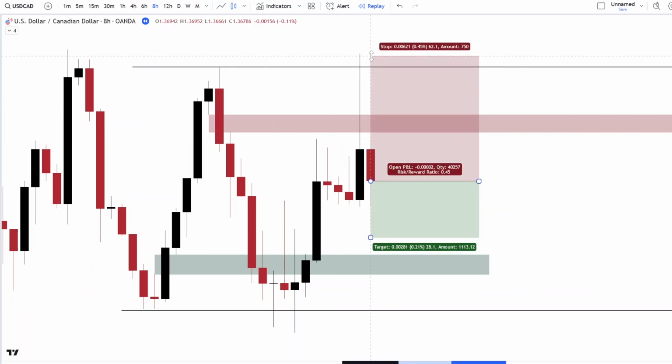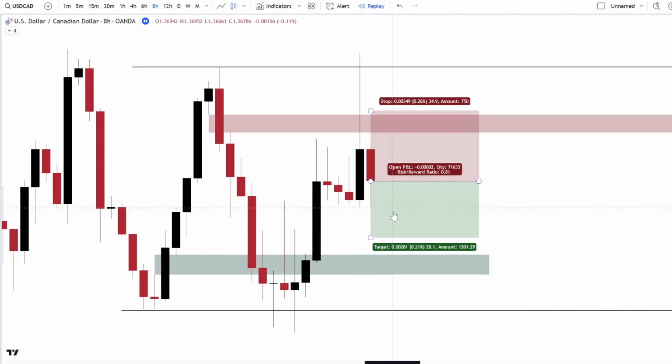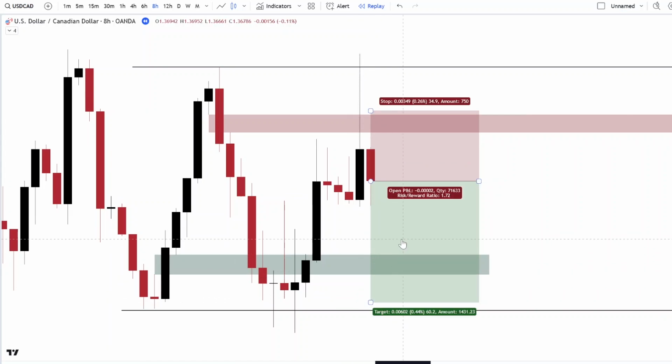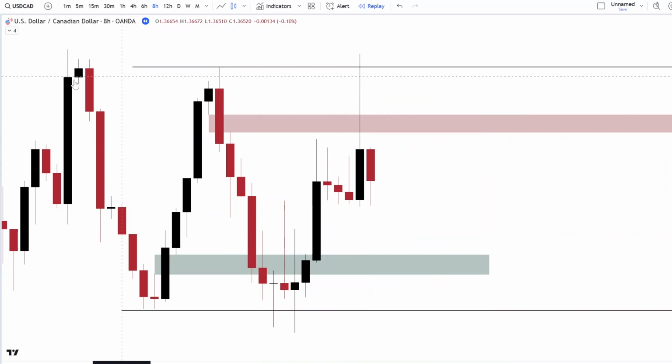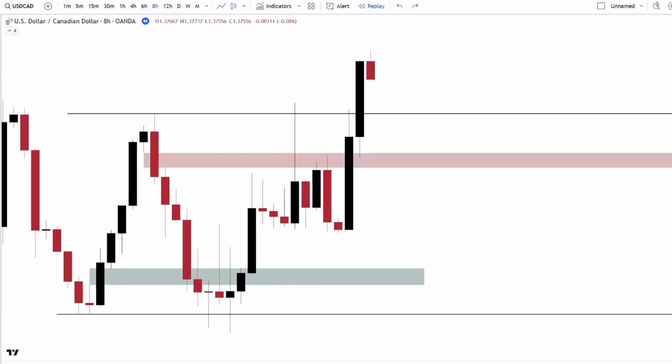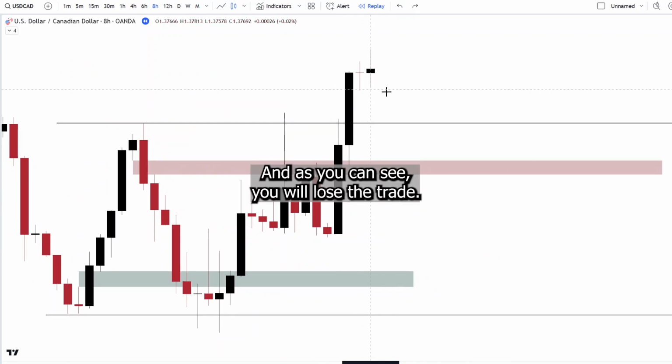One, your stop loss would be ridiculous. That's the first indication. And even if you do have a moderate stop loss right above your fair value gap and you're trying to take price back to an extreme level right here, just the fact that price took out this level, we're no longer working with this fair value gap. And as you can see, you will lose the trade.